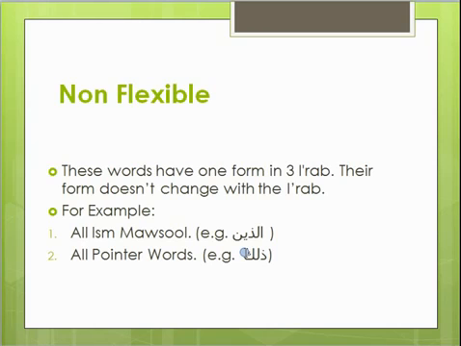Allazina is the same in marfu, allazina is the same in mansub, allazina is the same in majroor. If it's allazina in marfu, it's also allazina in majroor. It doesn't become allazaini or allazuna. It's allazina in three i'rabs. That is what you call non-flexible. No change with the i'rab.